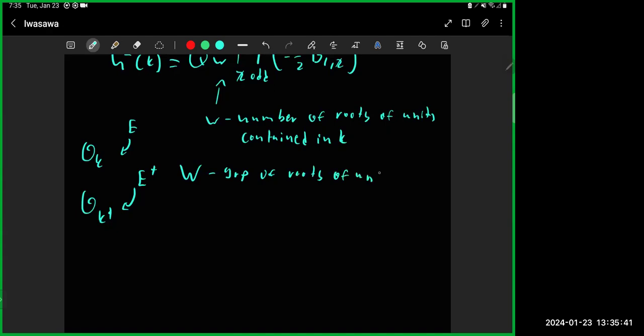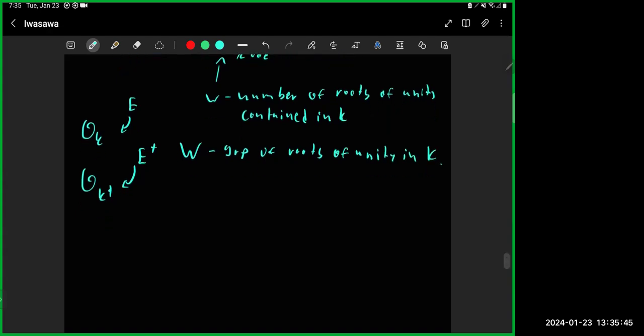Sorry, the roots of unity in okay. So since remember K plus is totally real, so it can't contain any roots of unity apart from 1 and -1. Otherwise it would have to be at least partially imaginary. Okay, so Q is defined as the index of E with the subgroup W multiplied by E plus. And this is always known to be either 1 or 2.